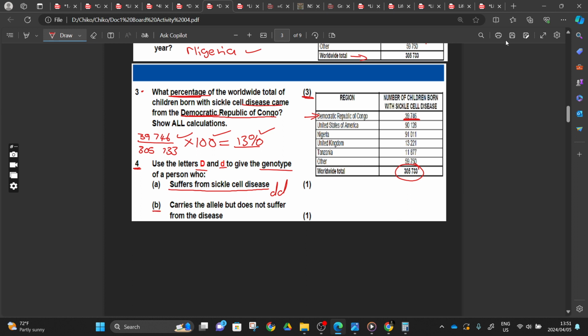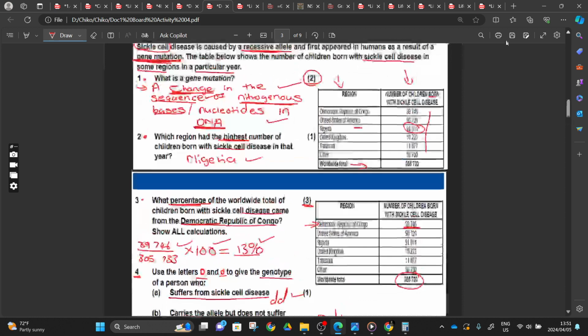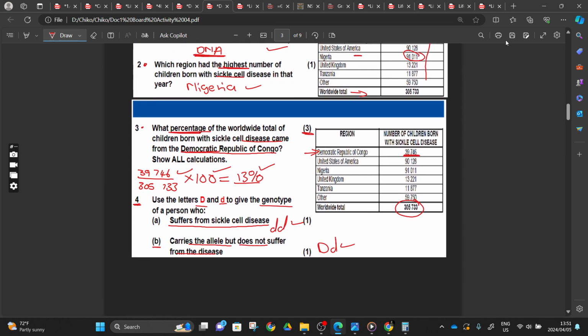And then number B, give us the genotype of a person who carries the allele but does not suffer from the disease. So the answer will be capital D and small letter d. Then you'll have your 1, then the total will be 1, 2, 3, 4, 5, 6, 7, 8, right? It will be 8 out of 8. Then you can comment how much you got.